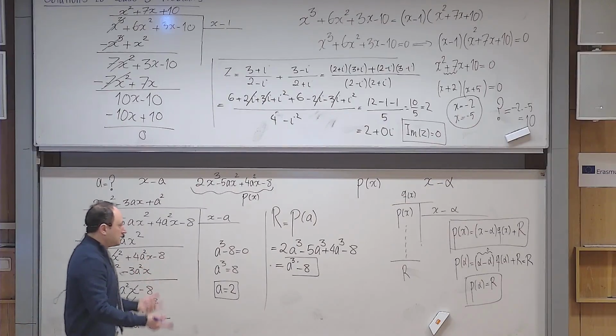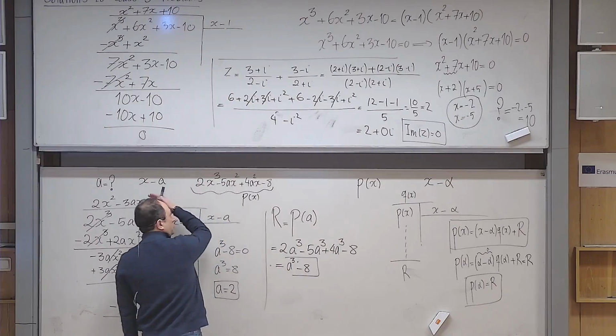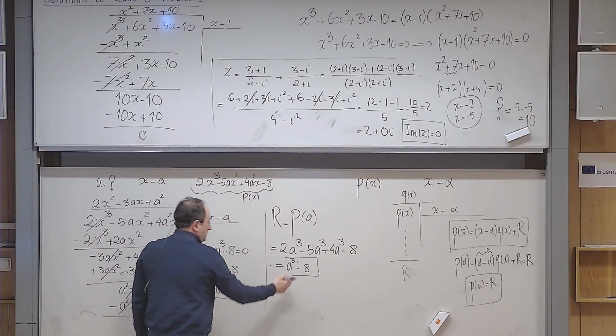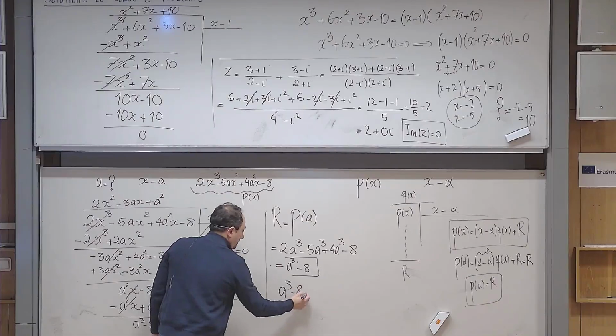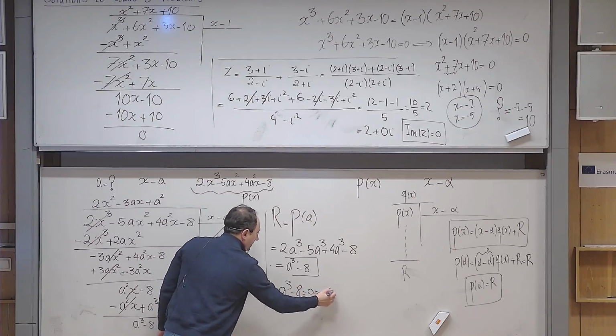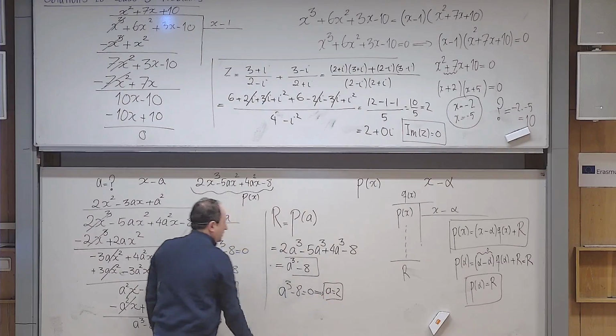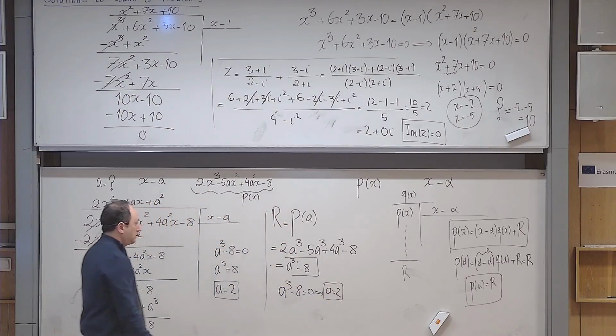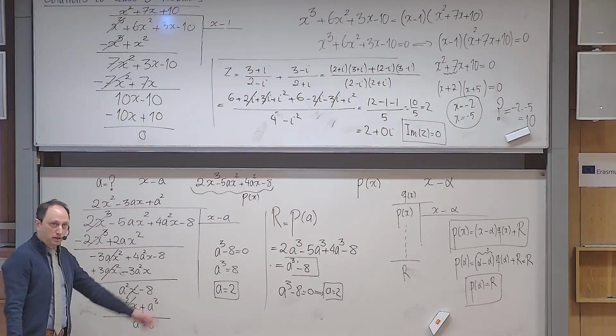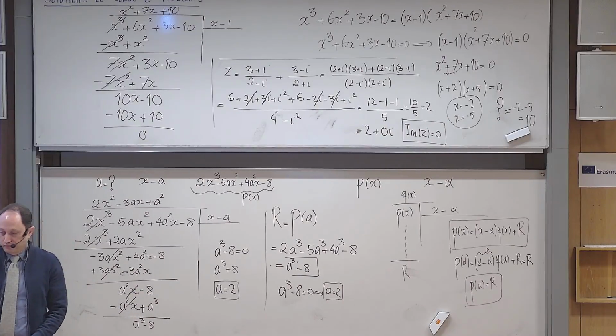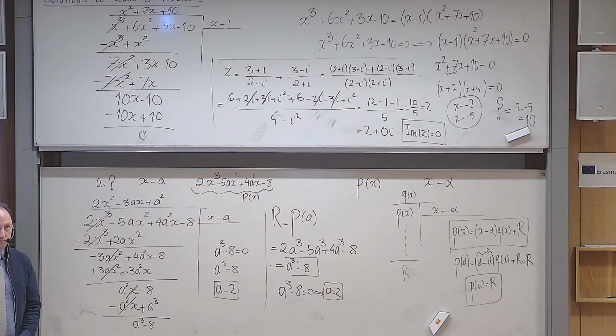Okay, and then the next part of the story is because you want to have this as a factor, this means the remainder should be 0. Again, this means a is 2. So in any way that you solve it, either in this fast way or in this a little bit longer way, the answer is a equals 2. Any questions? Okay. And then let us go to the next problem.